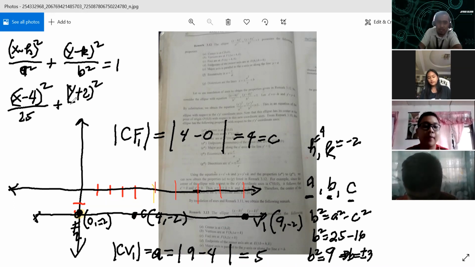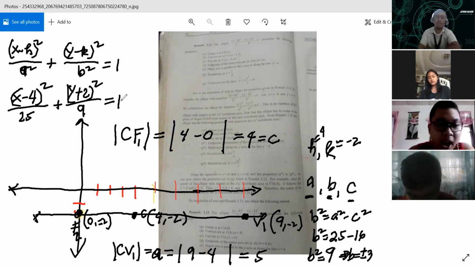Minus 2 man. B squared. 3 squared is 9. Equal to 1. Now, if you are asked, depending on the problem, to give the standard form, then this will do.